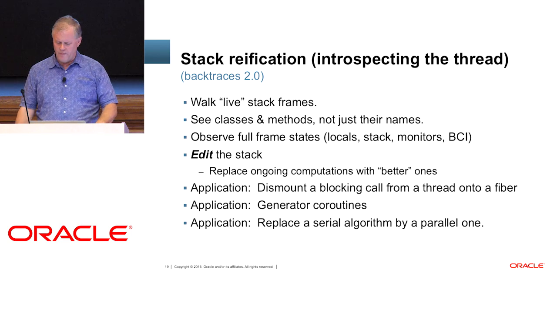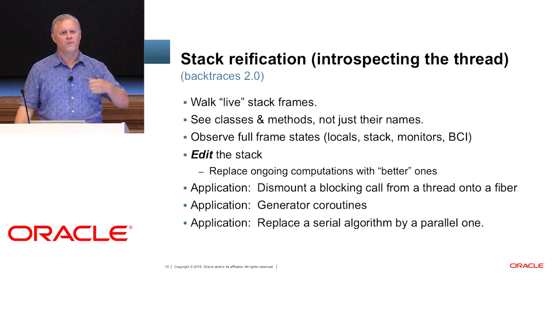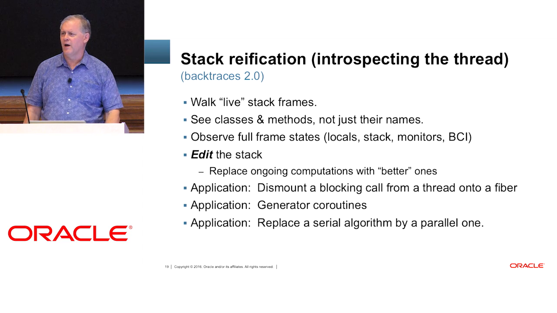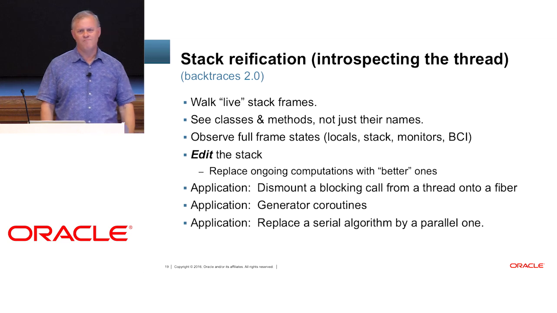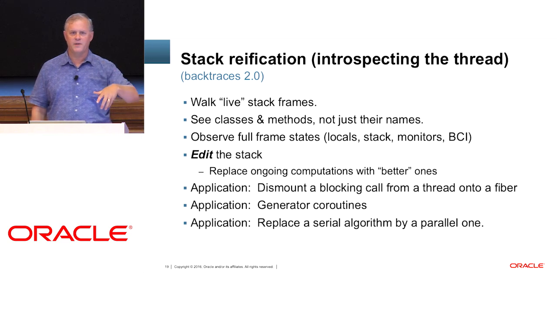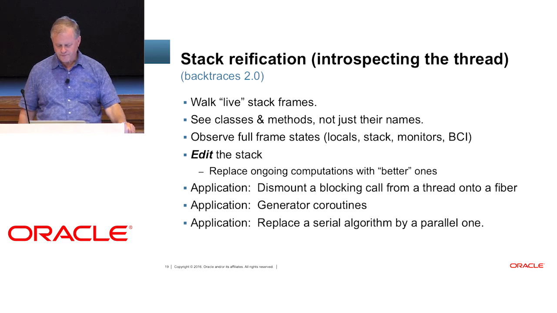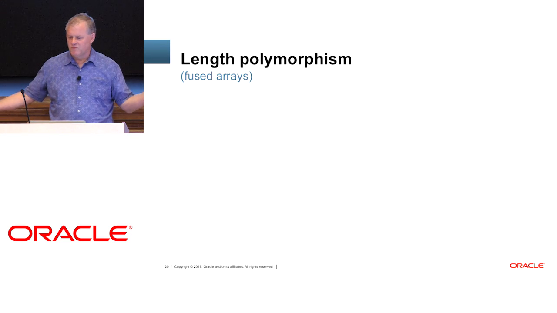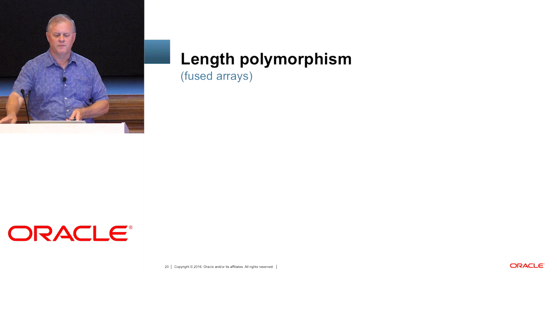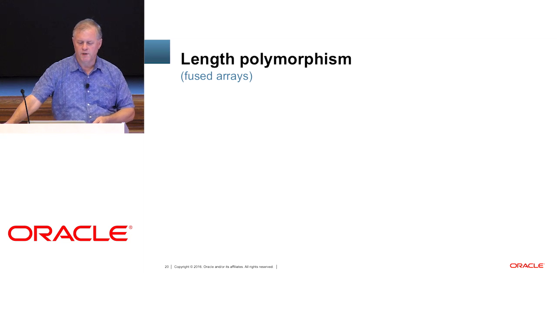Replace a serial algorithm by a parallel one. What if you start running something serial and then you notice it's taking a while and you realize your data set is growing to large proportions? Let's just replace the computation by the fork join version. All right. So, interesting idea, right?